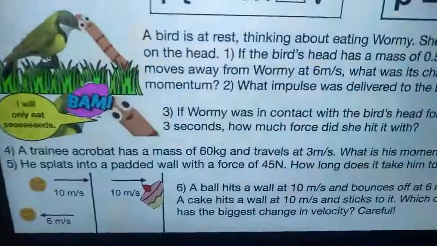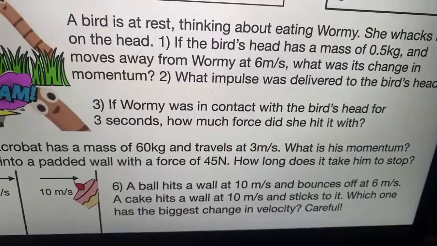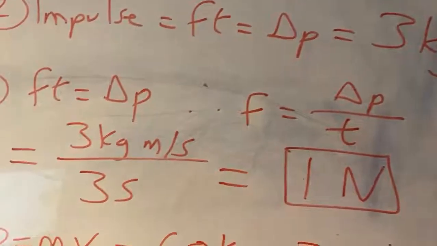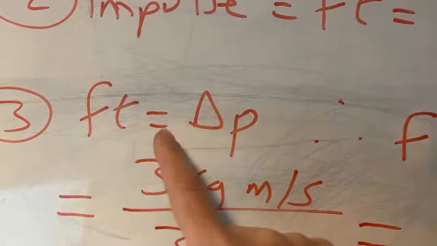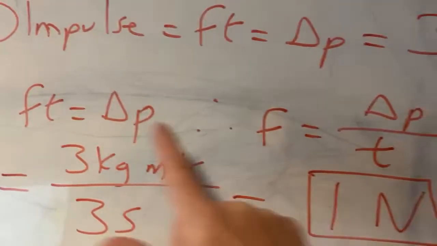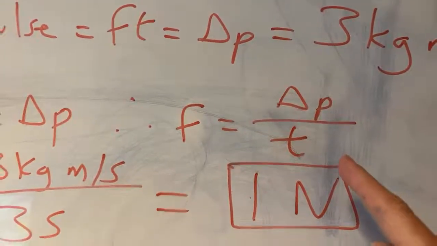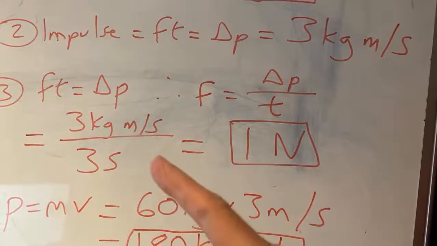For question number 3, if Wormy was in contact with the bird's head for 3 seconds, how much force did she hit it with? Right, so we're looking for force. So I need to show that I know how to rearrange equations. So I've written Ft equals change in momentum. And then I've rearranged that because we're looking for force. So force equals change in momentum divided by t. So the change in momentum, we just worked that out, is 3 kilogram meters per second.